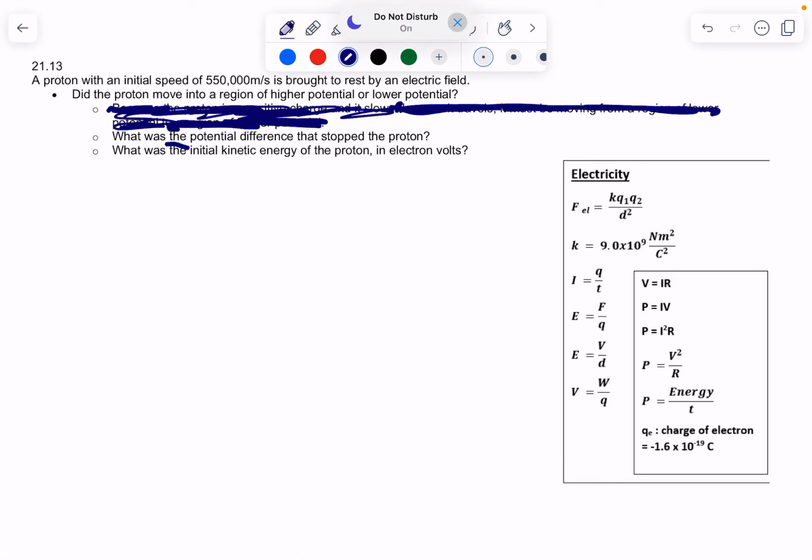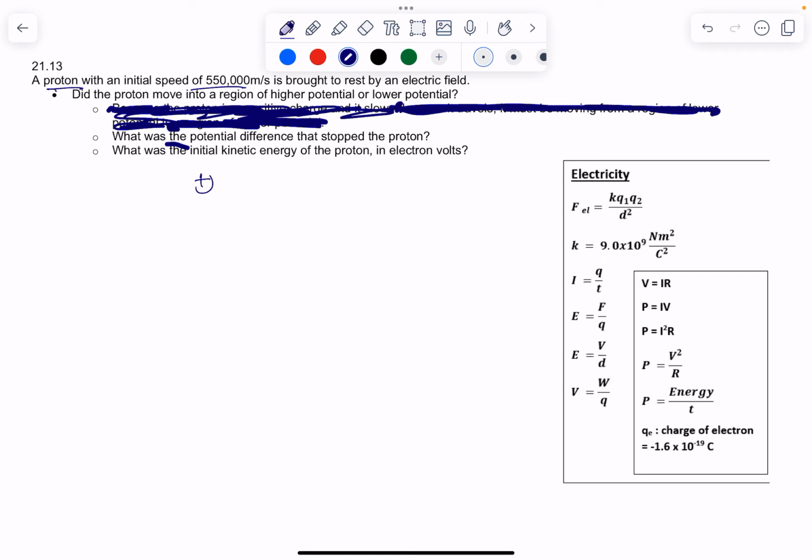This question is like the previous question, and if you haven't watched that video, that's fine. But we have a proton with an initial speed of this, and it's in an electric field. Did the proton move to a region of higher or lower potential energy? So if you think about this, it's coming to rest.